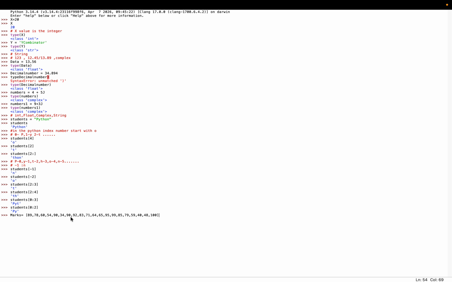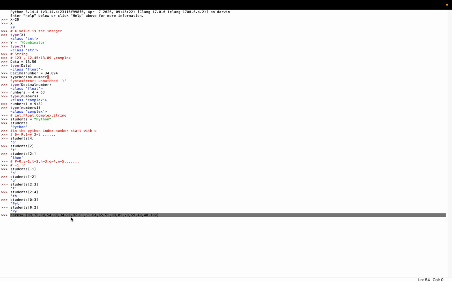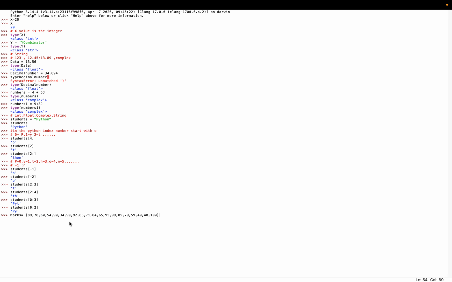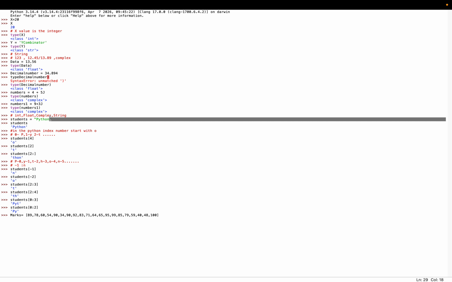Clear now? And this is what is called creating a list. This is the best example here. I'm creating a list. What is the meaning of the list? I'll tell you. A large list contains more values. A variable, suppose here students, you can see here students is equal to Python. I only mentioned that, but only one particular value can I mention for one variable.